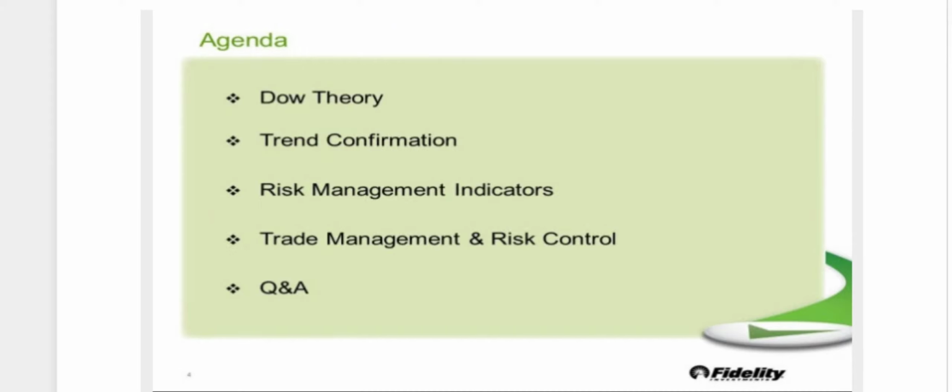So, moving on to what we're trying to cover today. In a second, Brian's going to introduce us to Dow theory. If you're not familiar with it, one of the biggest things it does is introduce us to the concept of confirmation. Then we're going to move along to trends and trend confirmation. We're going to cover some risk management indicators. And last but not least, we're going to talk to you about managing your trades and controlling your risk.